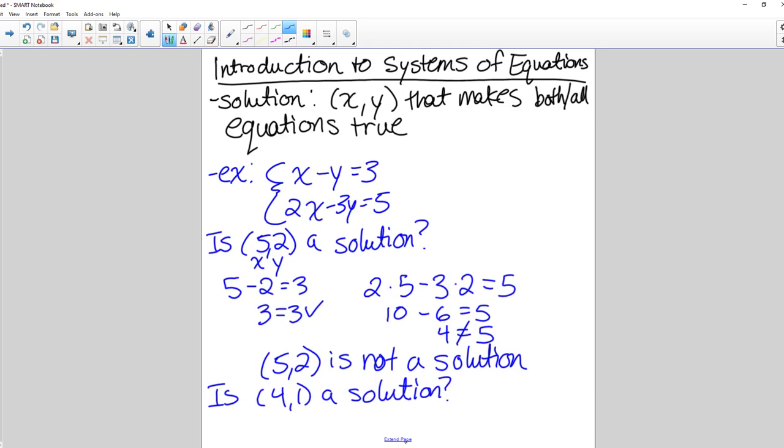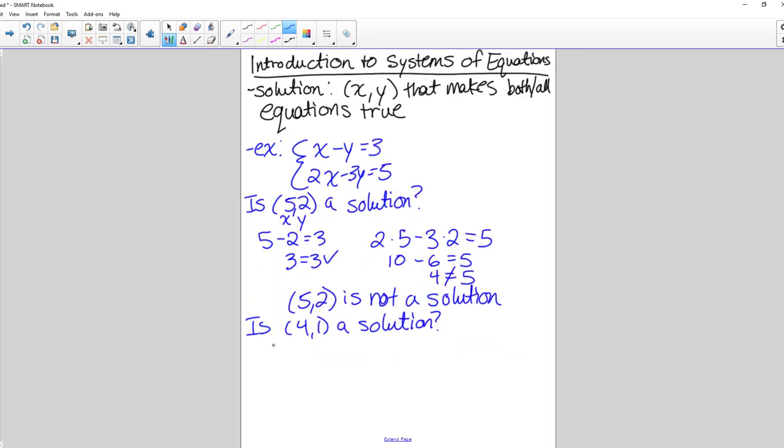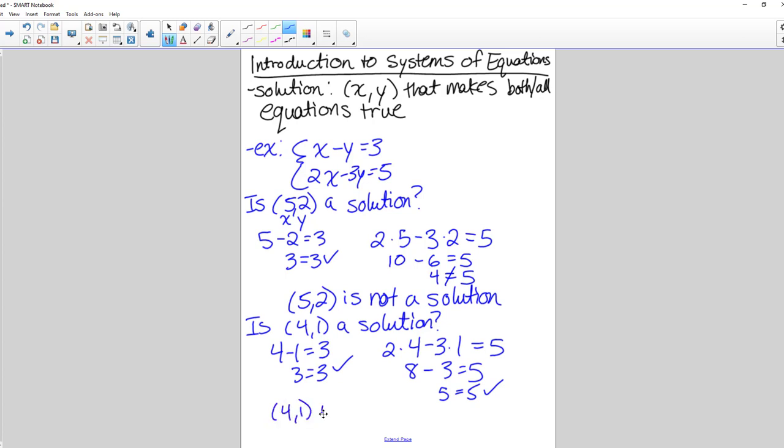If I plug (4, 1) into the first equation, 4 minus 1, is that 3? 3 equals 3. Yes, that checks out. Then 2 times 4 minus 3 times 1, is that 5? 8 minus 3 is 5. Yes, that is true. So since (4, 1) worked in both equations when I plugged in the x and the y, then (4, 1) is a solution. It's actually the only solution.